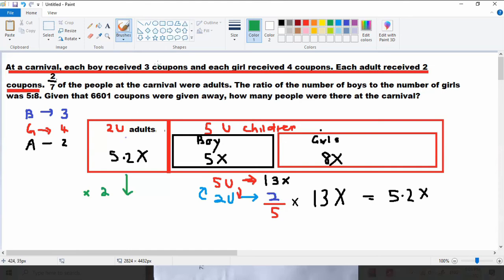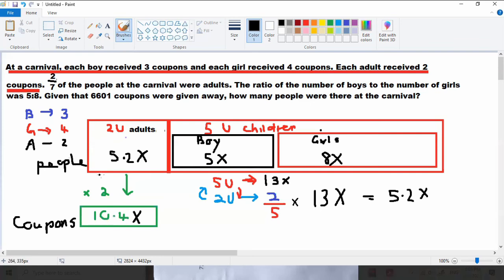In terms of coupon, now I want to talk coupon. It's 5.2x people times 2 coupons each. That means total will be 10.4x coupons. Depend on what x is, I don't know. But I changed already from people to coupons. Just now the 5.2 is people. Now I times 2 coupons each. This 5x is for the people, the number of adults. But I times 2 now.